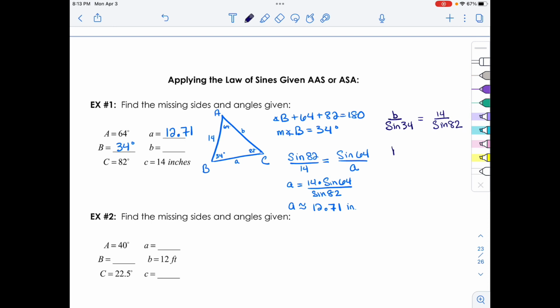And this one, it's a little easier to see that I'm multiplying both sides times the sine of 34, and this is what's going into my calculator. So 14 times the sine of 34 divided by the sine of 82, and this time b is 7.91.